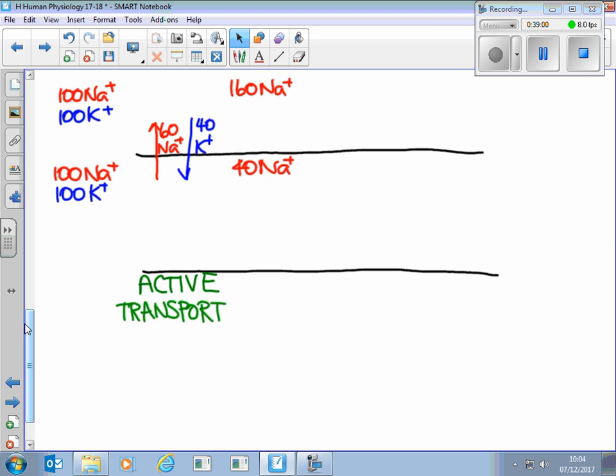Same sort of approach with our potassium. How many have we got outside now? 60. And how many have we got inside? 140. So we have already changed the charge inside and outside. It just isn't enough though. So what's our total charge outside now? 220, and inside 180. So there's a big difference already, but it goes further than this.